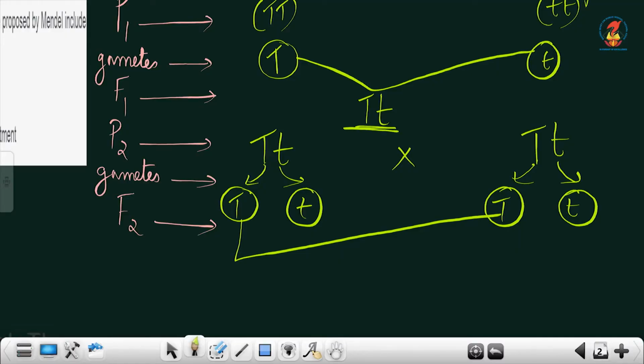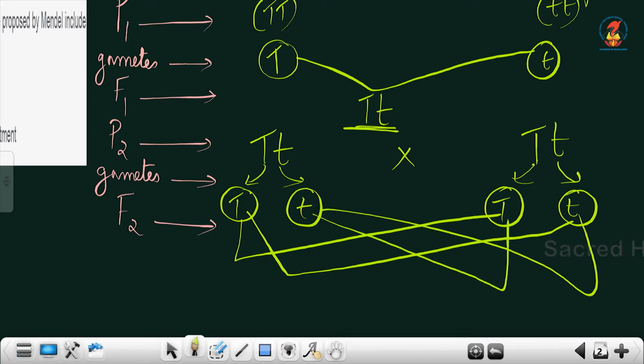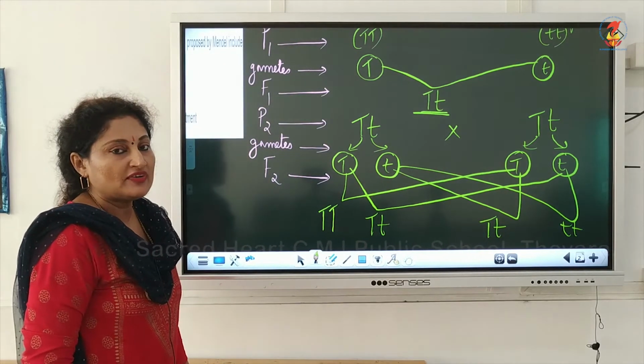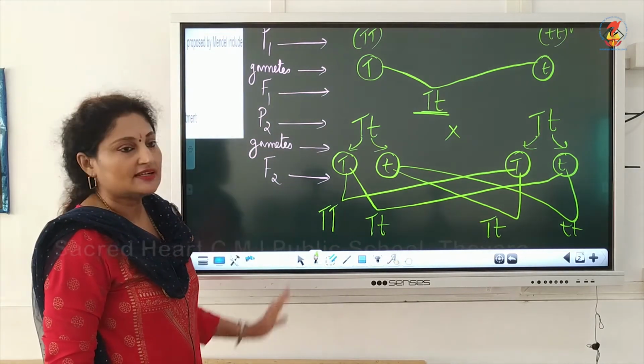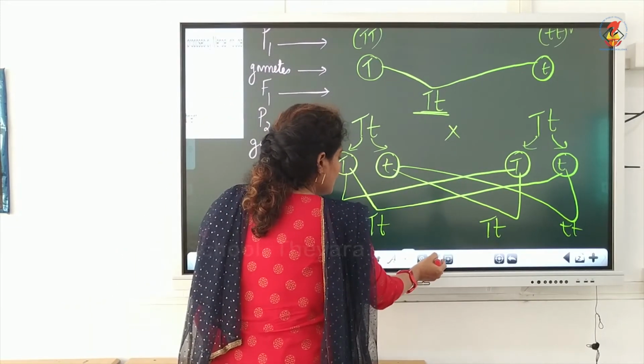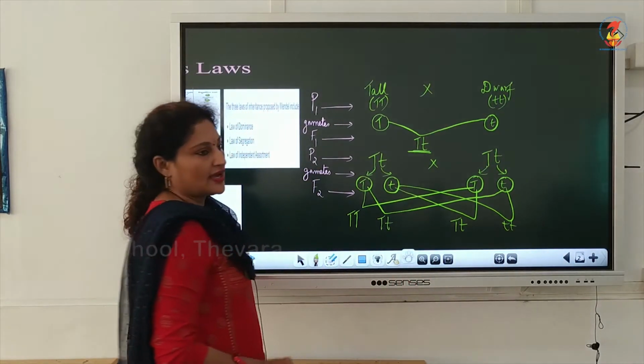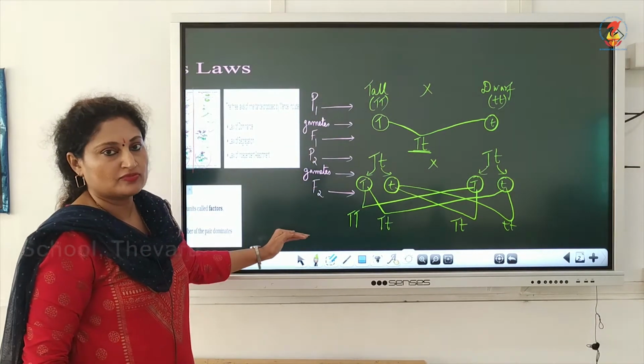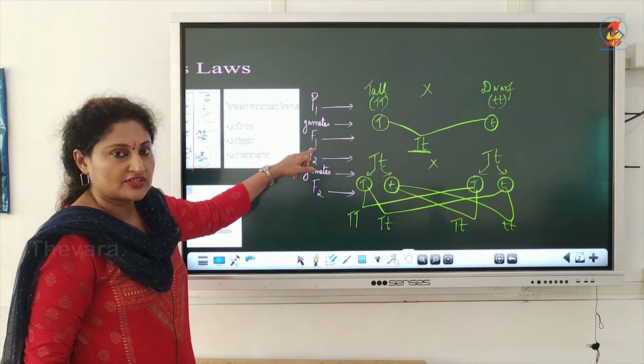Now the cross. This T will cross with both of those T's, and this small t will cross with these two t's. Okay, so now what are the genotypes? I'm getting capital T, capital T; capital T, small t; capital T, small t; small t, small t. Now only the genotypes are revealed. Only when I explain the law of dominance can we understand the phenotype. So as of now I have only explained the rules for finding the genotype and the rules for working out the problem up till the F1 or F2 generation.